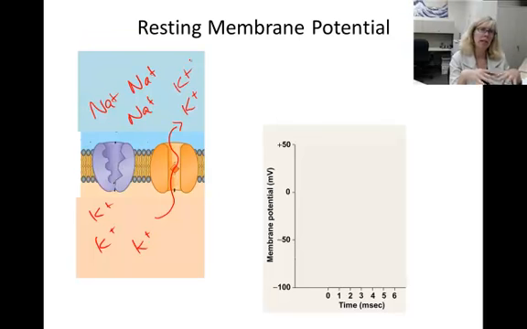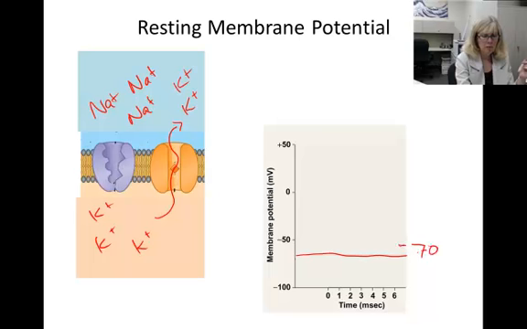An electrode that measures the difference would measure about negative 70 millivolts, because the inside is more negative than the outside. This is called the resting membrane potential.